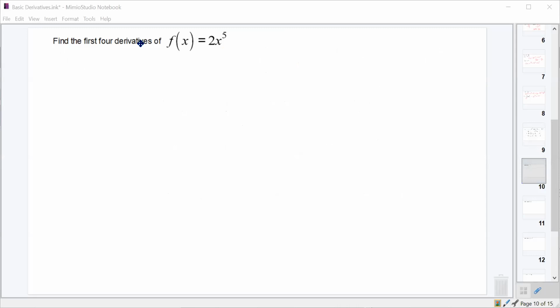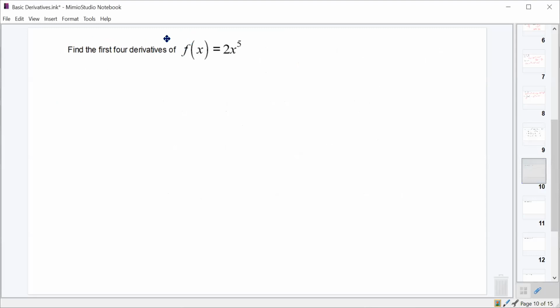All right, so let's see if we can find the first four derivatives of 2x to the fifth. Should be pretty straightforward. The first derivative is what?